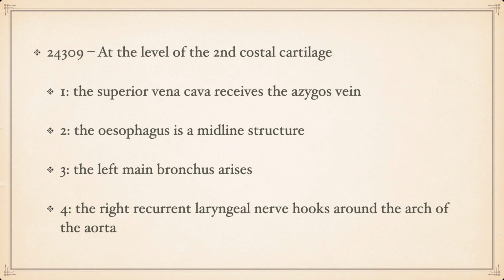And 4, this is a trick question, so this one's actually false. It's designed to make you think, well, the right recurrent laryngeal nerve hooks around the arch of the aorta, because remember that the arch of the aorta does form the lesser surface of it anyway at the transverse thoracic plane, and also you do have the ligamentum arteriosum, which is what the left recurrent laryngeal nerve hooks around. So if that said the left recurrent laryngeal nerve, that would be true. However, because it says the right, it is false.